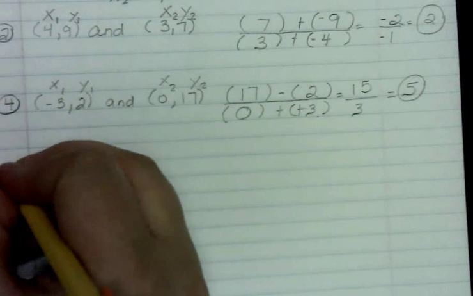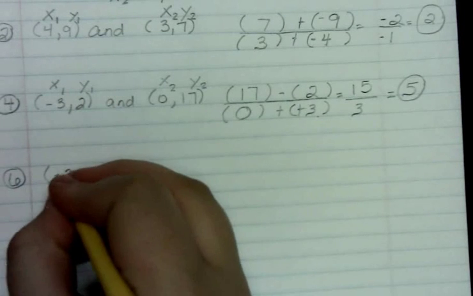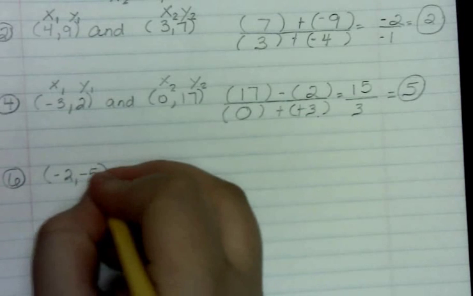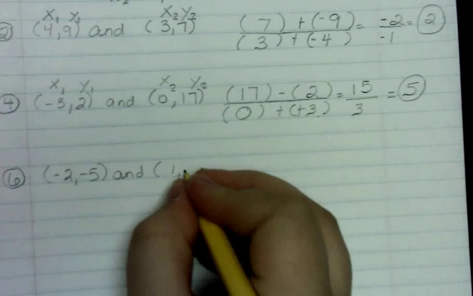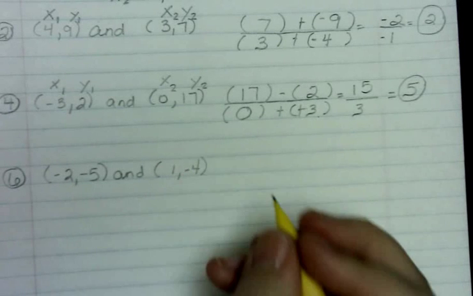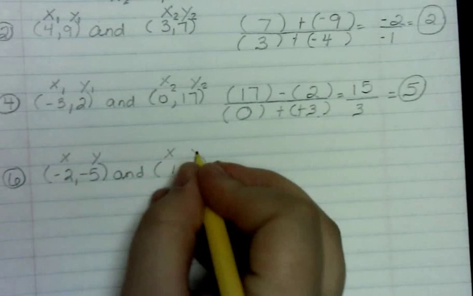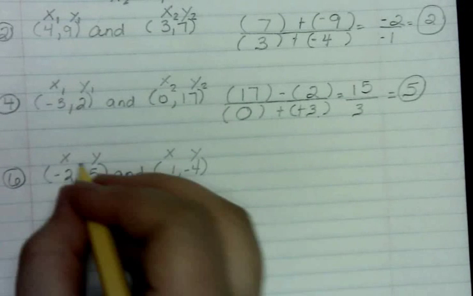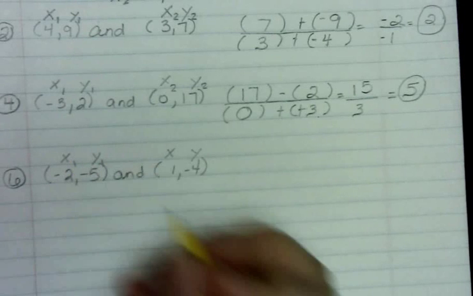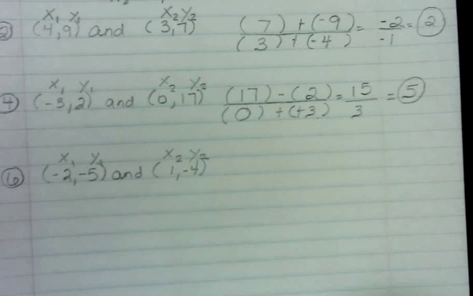So now we're going to do number 6. On number 6 we have (-2, -5) and (1, -4). Going to label my x and y values. And then I'm going to label my sub 1 and sub 2. So this is my first ordered pair, so they are my sub 1's. This is my second ordered pair, so they are my sub 2's.